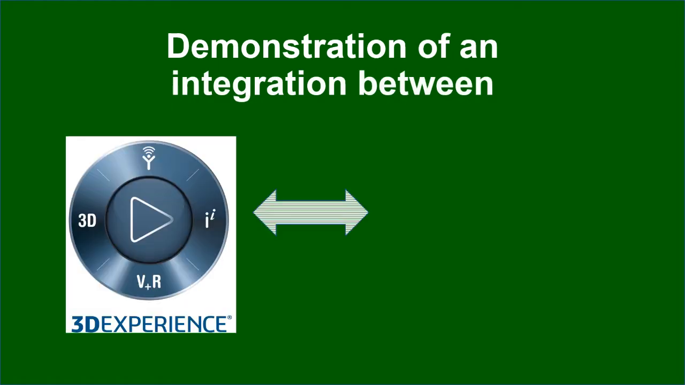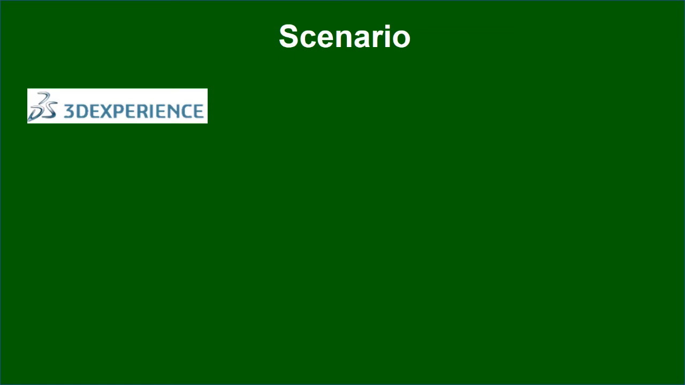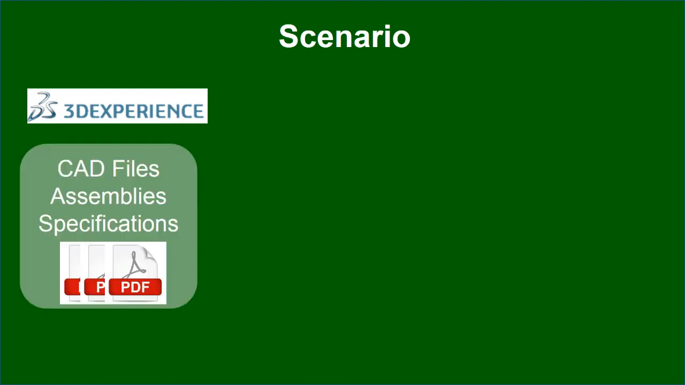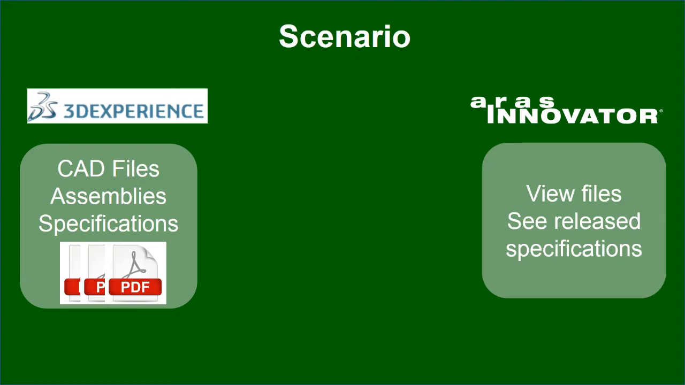In this demonstration, we want to show you an integration between the 3DEXPERIENCE platform and Aras Innovator. The scenario is as follows. The 3DEXPERIENCE platform is used by designers and content creators, and they create things like CAD files and CAD assemblies, along with associated specifications. Aras Innovator is used by a wider audience, and it serves as a read-only system where users can come in and see these specifications that have been released over in the 3DEXPERIENCE platform.